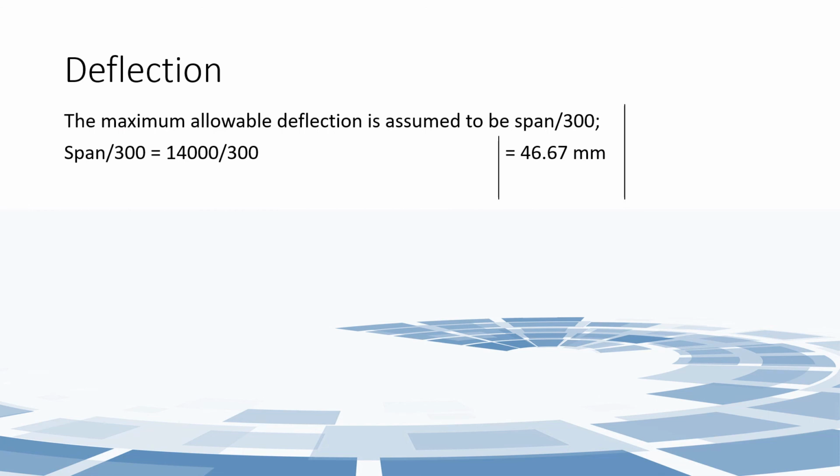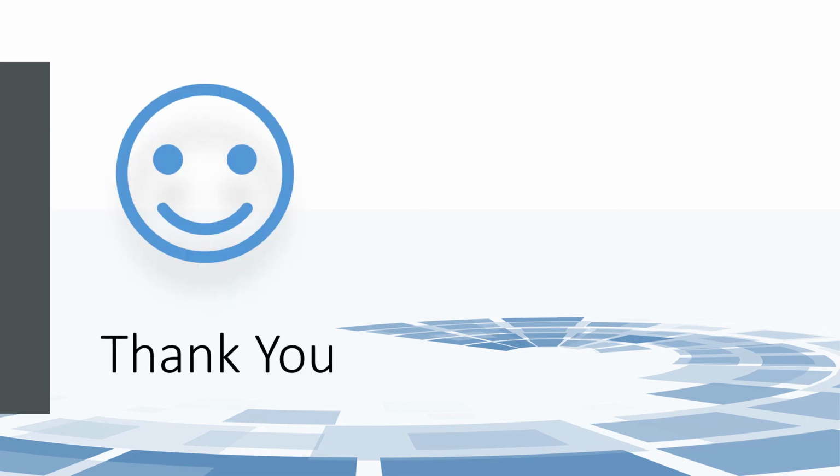The last check is to check the deflection. The maximum allowable is span divided by 300. So the span for this truss is 14,000 mm divided by 300, so we get lastly 46.67 mm. Okay, that's all for chapter 5. Thank you.